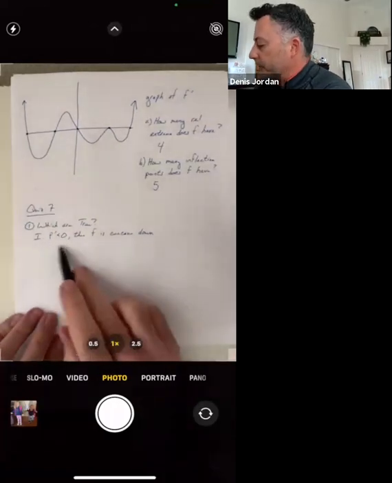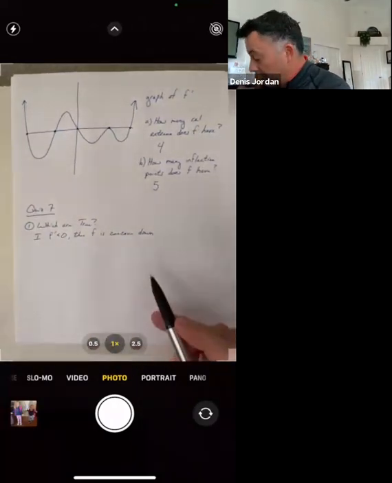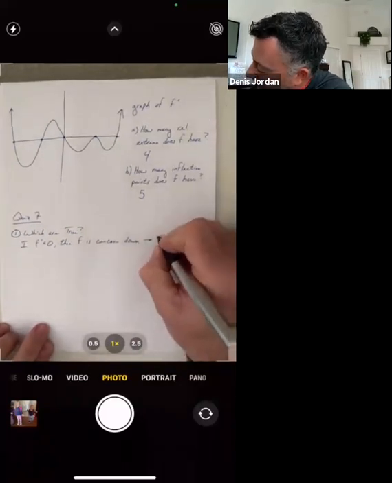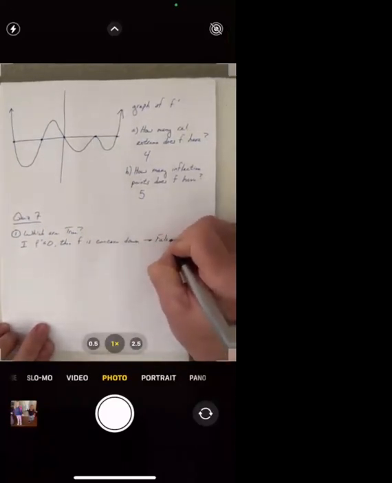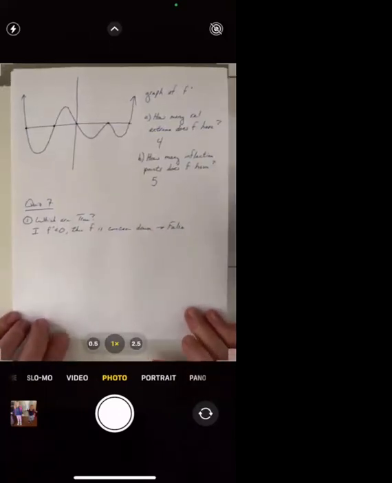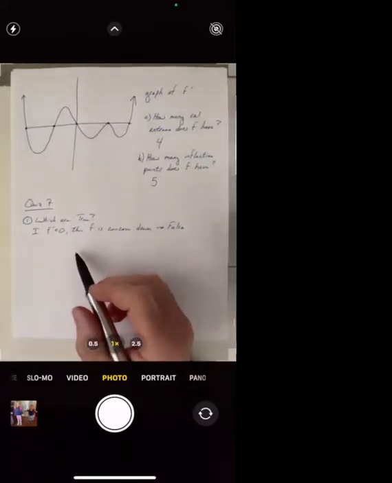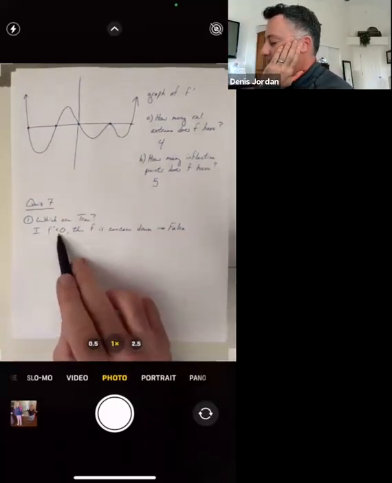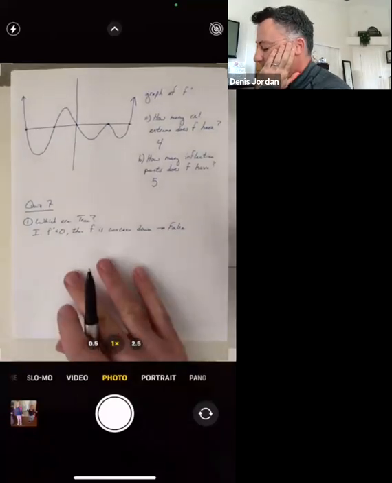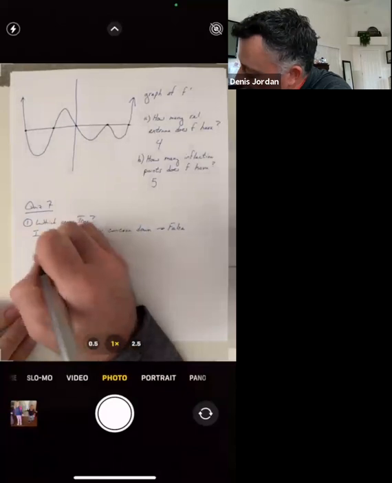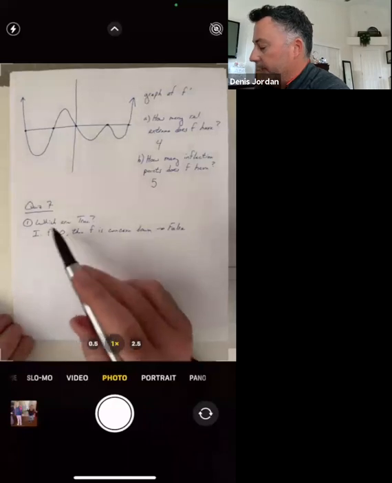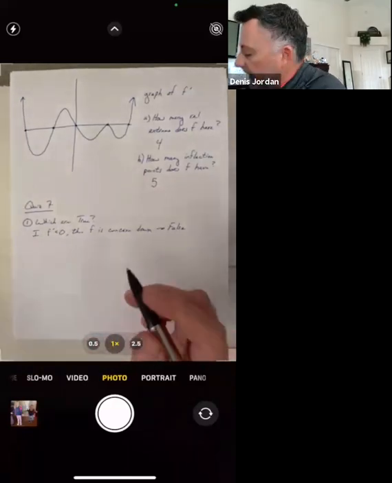So what do you think? Is that true or is that false? False. That is false. What would you have to change to make it true? You could write if F prime is decreasing, right? Or you could say that if the second derivative was negative, then F is concave down. You could go either way. But the first derivative does not tell you anything about concavity. If all you know is the sign, it doesn't tell you anything about concavity.